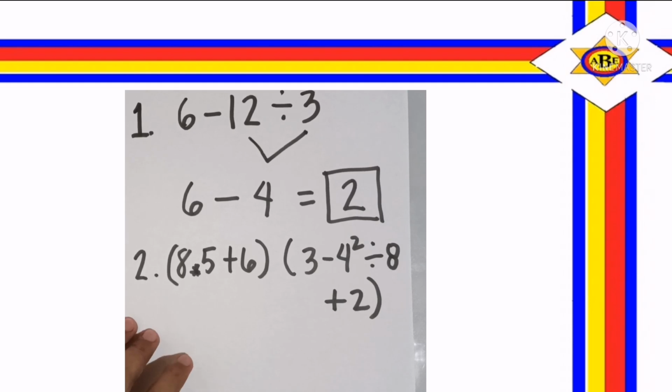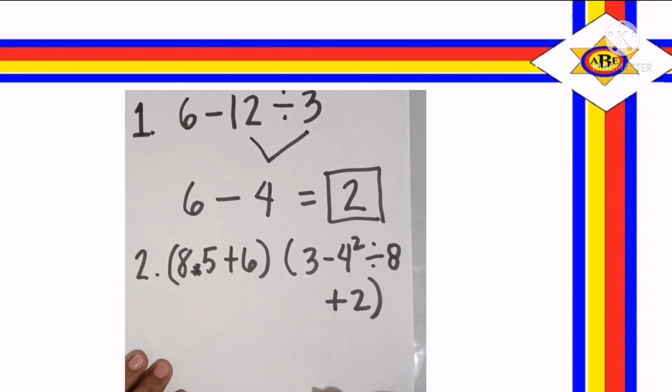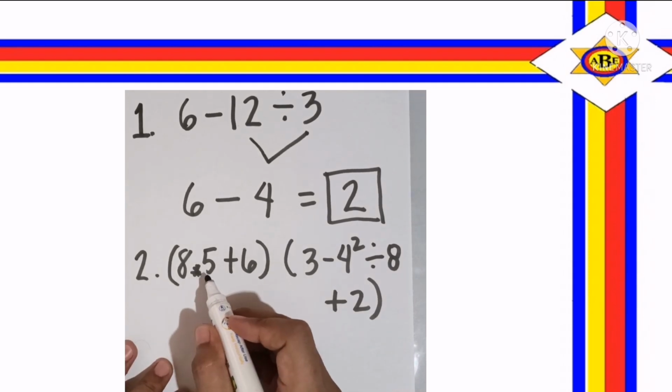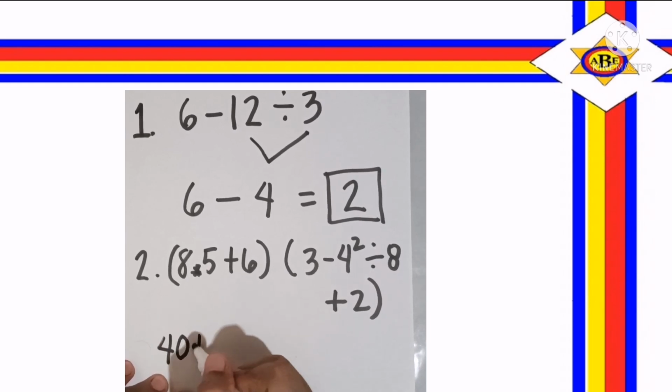Okay? So, the first thing that we're going to do is to look for the multiplication and division. Guys, the clue is we have to look for the multiplication and division first. In some mathematics concepts, they use it as MDAS: multiplication, division, addition, and then subtraction. So, 8 times 5, that is 40. So, we have 40 plus 6.